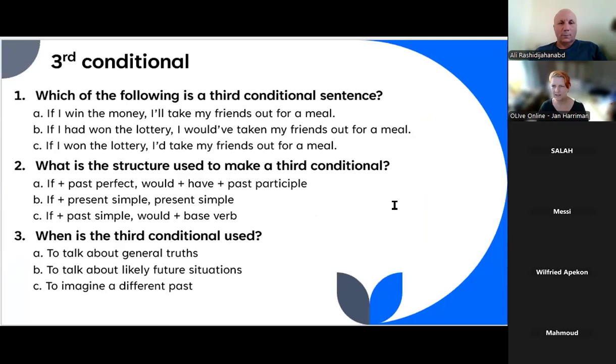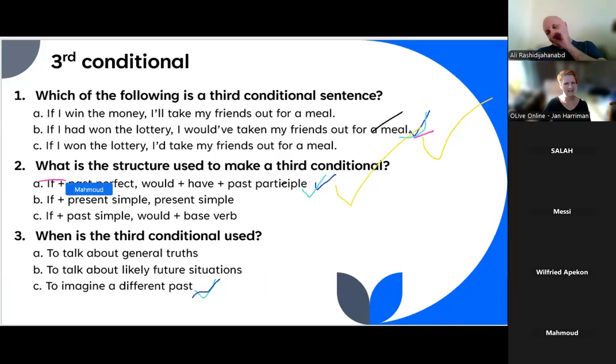So, which of these sentences is a third conditional sentence? Can you find it? Right. You've got it. Excellent. And here's an extra. What is the structure made for? Excellent. And yes, to imagine a different past. Really well done.